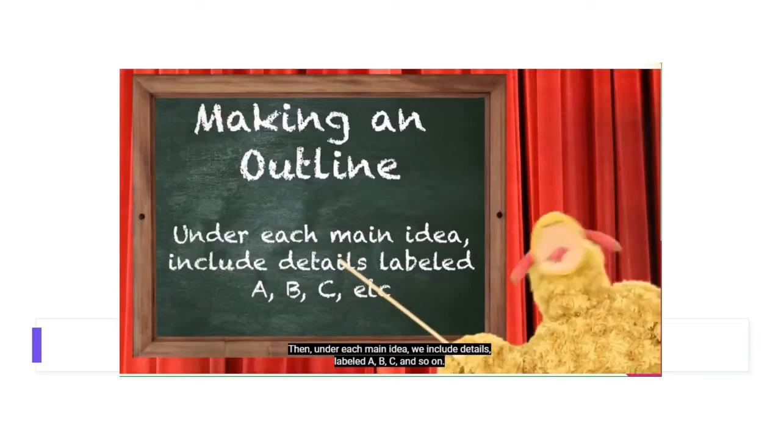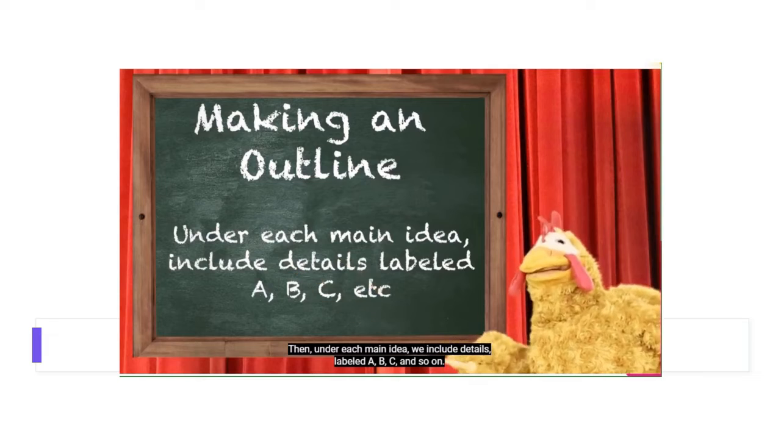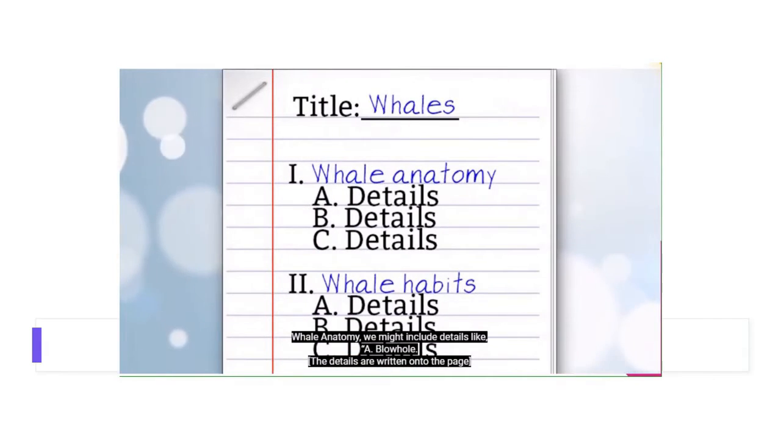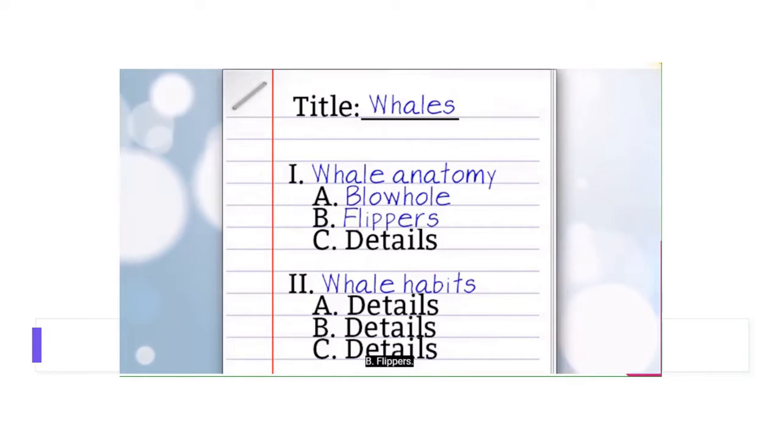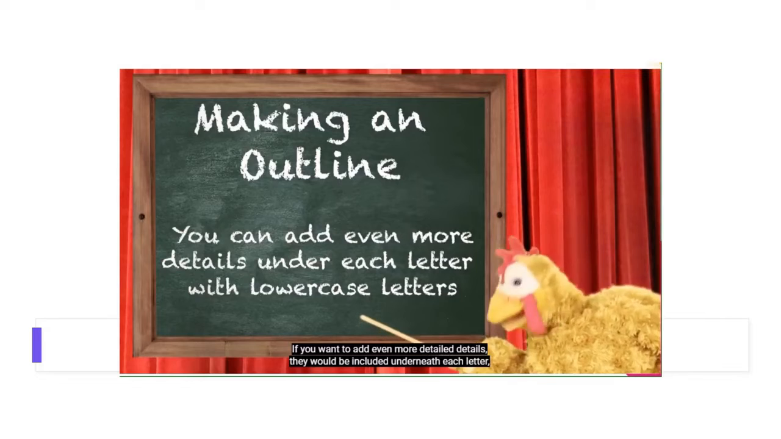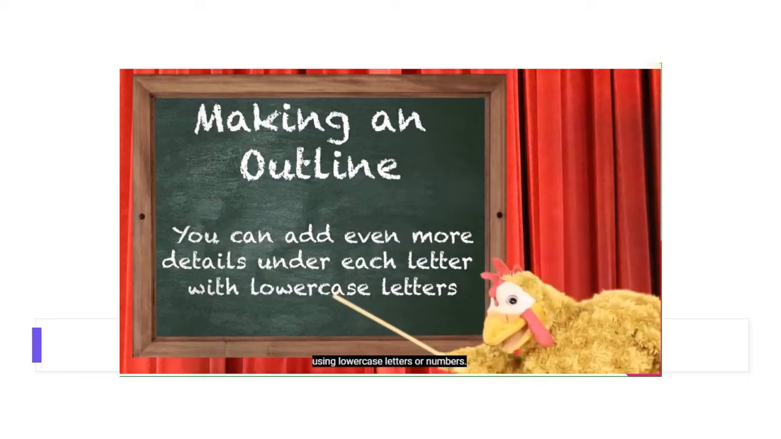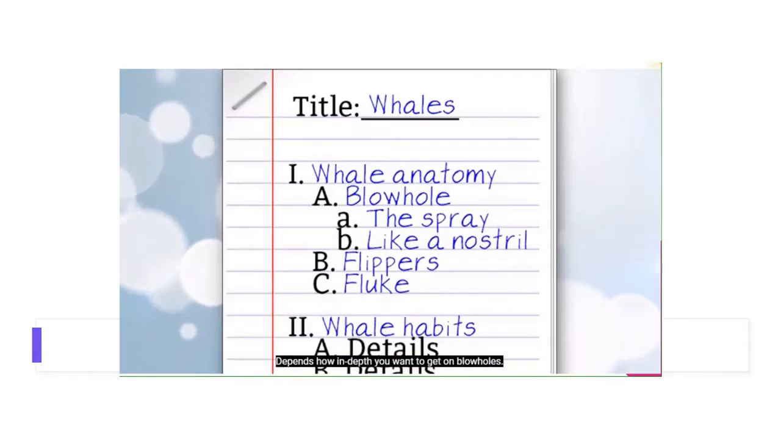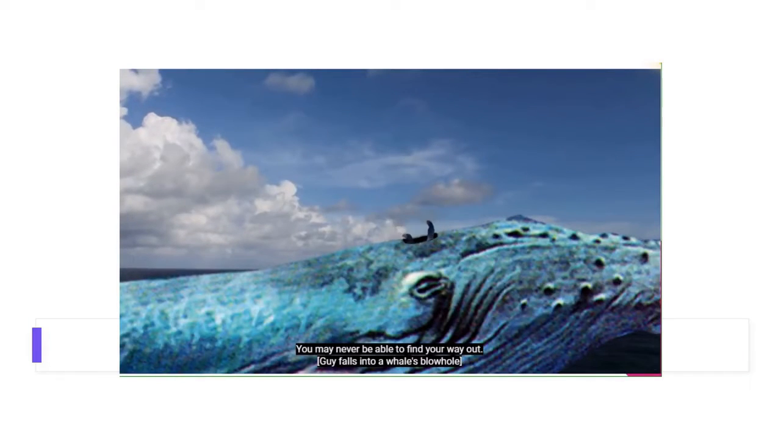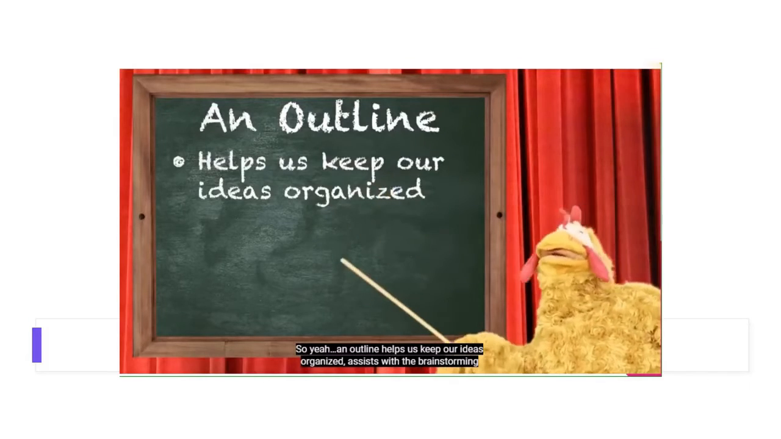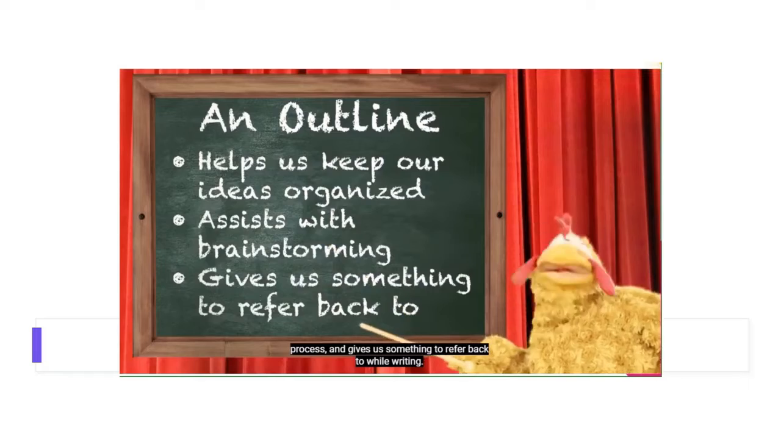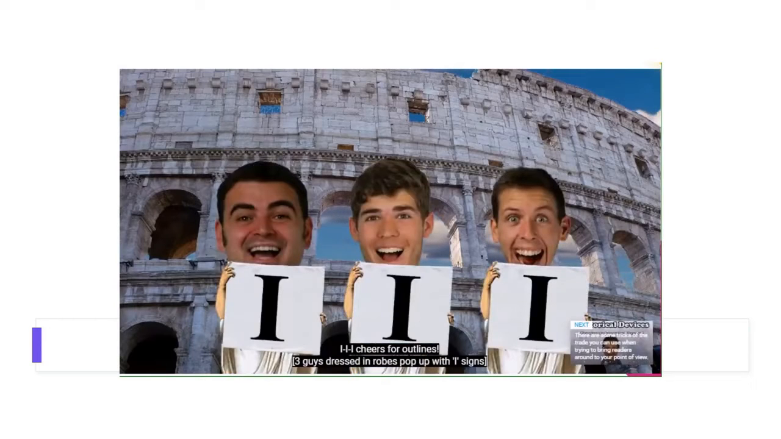Then, under each main idea, we include details labeled A, B, C, and so on. So under Roman numeral I, whale anatomy, we might include details like A, blowhole, B, flippers, C, fluke. If you want to add even more detailed details, they would be included underneath each letter, using lowercase letters or numbers. Depends on how in-depth you want to get on blowholes. Just don't go too deep. You might never be able to find your way out. So yeah, an outline helps us keep our ideas organized, assists with the brainstorming process, and gives us something to refer back to while writing. Cheers for outlines!